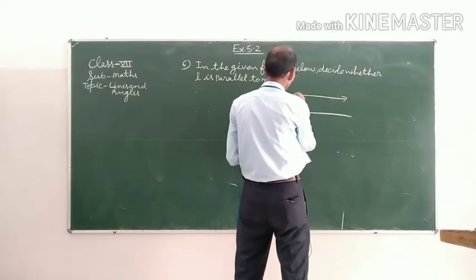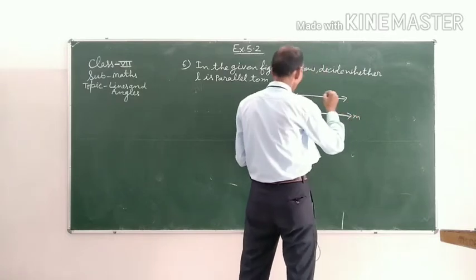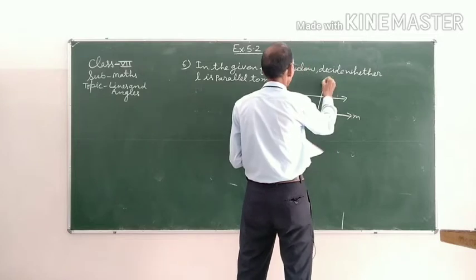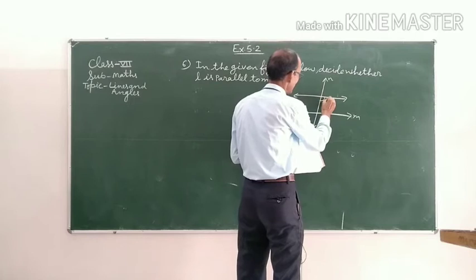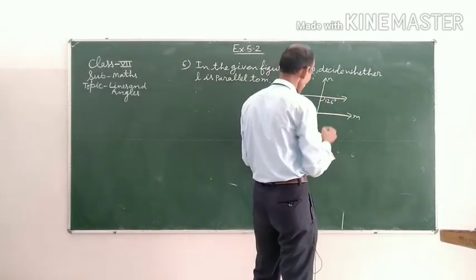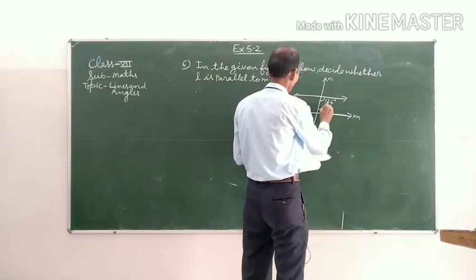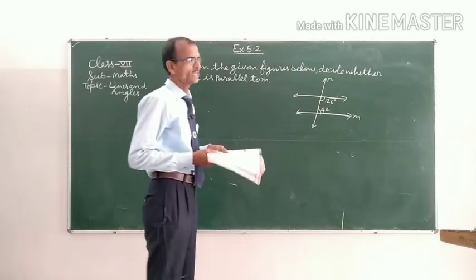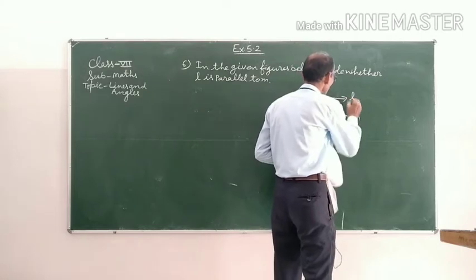Here L and M are two lines and these are intersected by a transversal N, and we are given this angle 126 degree and this angle is 44 degree. We have to decide whether this line L is parallel to M.